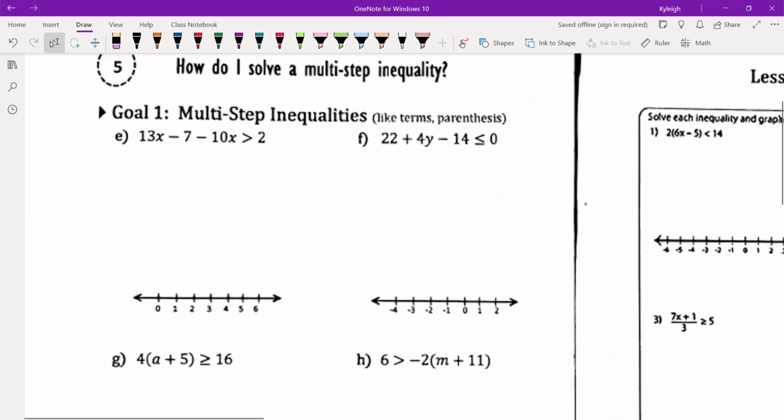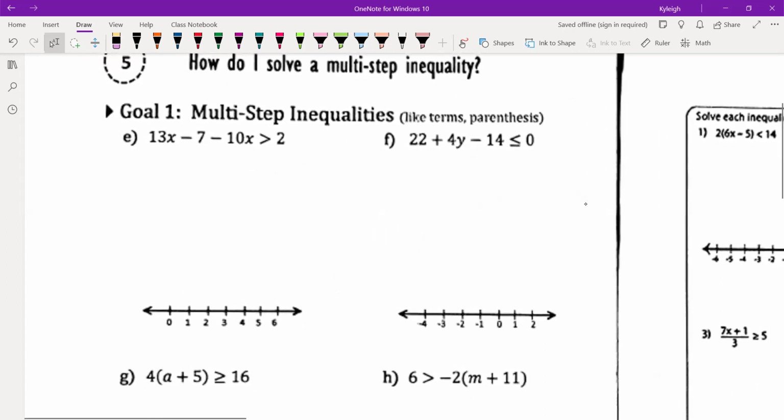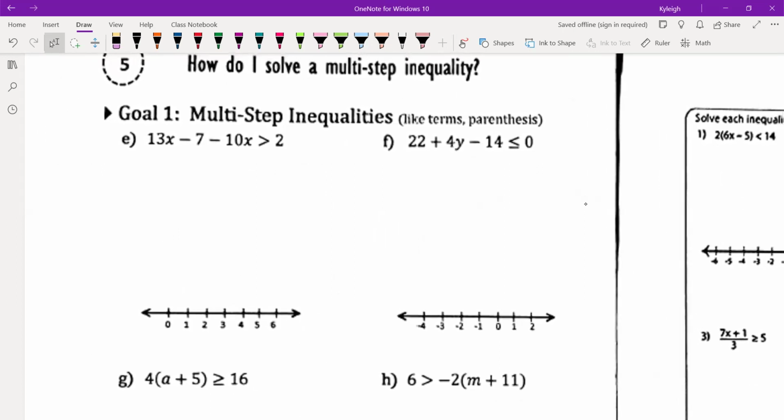So in E's case, it's A on our paper. In E's case, we can combine our like terms, which remember are things with the same variable. So what's 13 minus 10? Well, 13 minus 10 is 3x. We didn't do anything to the minus 7, so it comes down. There's our inequality, it comes down. 2 comes down because we didn't do anything to this.